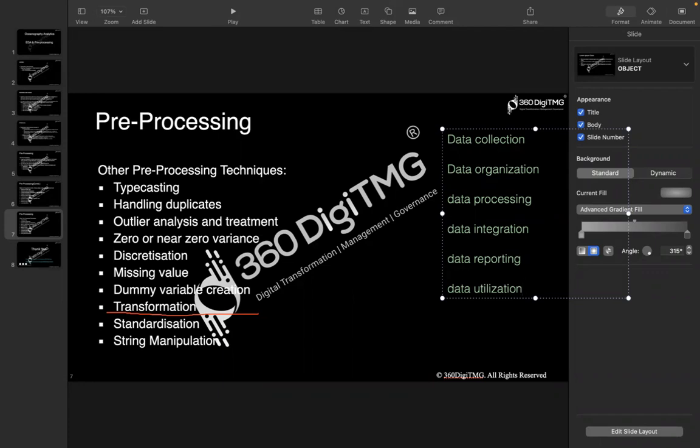So here are some of the steps for transformations. They are data collection, data organization, data processing, data integration, and data reporting. Then we have data utilization. So these are the stages of the transformations in the preprocessing technique.